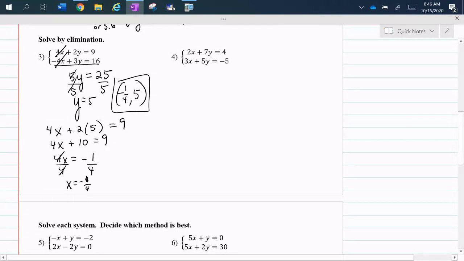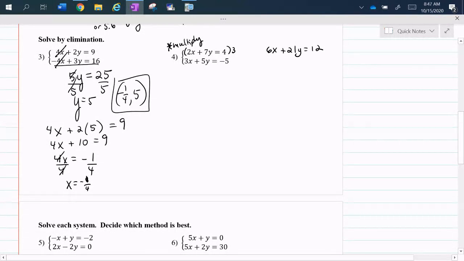So I'm going to look at number 4. Number 4 looks a little tricky because if I add the equations together right now, 2x plus 3x is not 0, and 7y plus 5y is also not 0. So when we get this situation, I'm going to write a little note, we have to multiply. We have to multiply something to either one of the equations or both, and if you decide to multiply something to both of the equations, it does not have to be the same number. So in order to eliminate one of my variables, I think what I'm going to do is I'm going to multiply this first equation by 3. So that gives me 6x plus 21y is equal to 12.